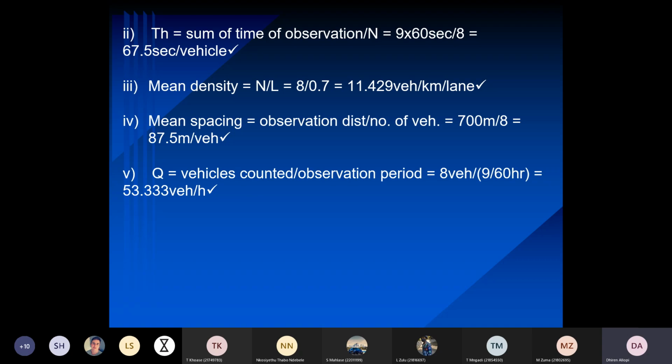Mean density is the number of vehicles divided by the length of your test section, 8 vehicles. The length of your test section was 700 meters, which is 0.7 kilometers. You want your answer in vehicles per kilometer. And that gives you a mean density of 11.429 vehicles per kilometer per lane.